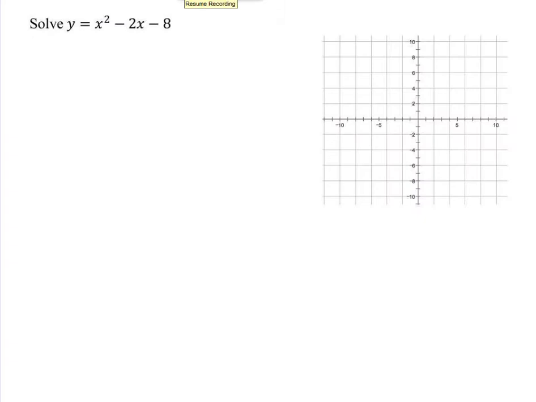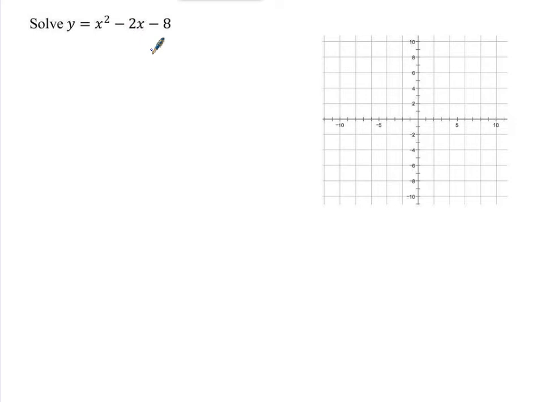So now notice the directions here. It says solve y equals x squared minus 2x minus 8. And then they give us a grid. So we're going to have to graph this now ourselves. So we have to come up with the full graph. What will the graph look like? Will it look like a line? Will it look like a can of soup? It's going to be a parabola, okay? I know it's going to be a parabola because it's a quadratic equation. We have an x squared term.